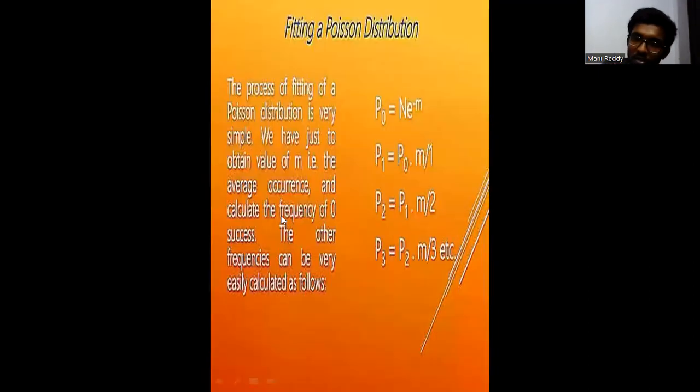What is the probability that there are more than two accidents? P of x greater than 2 means 1 minus P of x less than or equal to 2. This is how we calculate the probability.